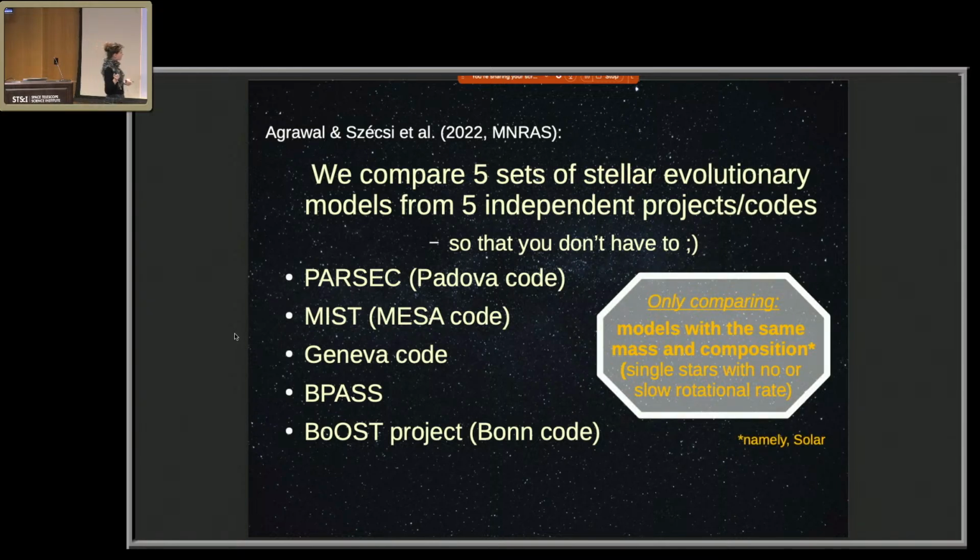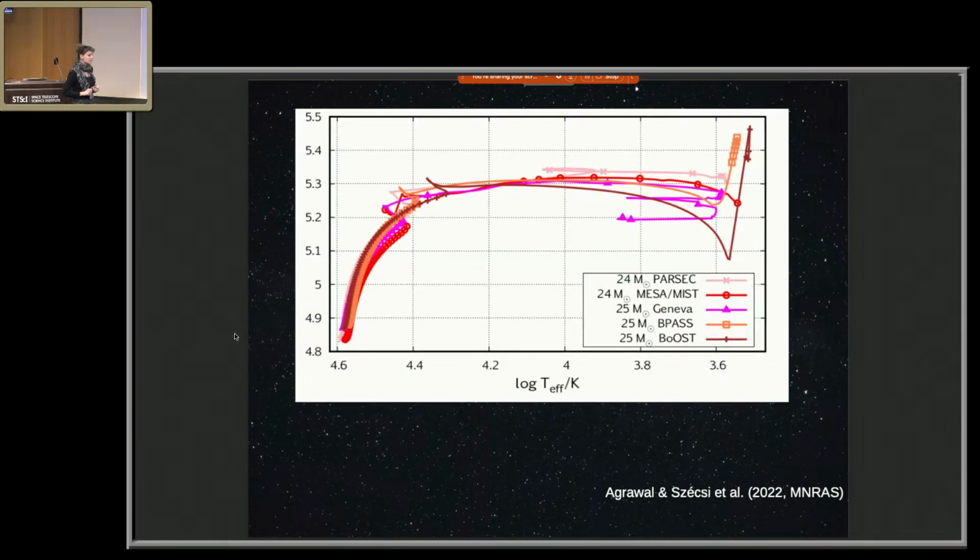Very important caveat, we are only comparing models with the same mass and composition. So basically what we are doing here is single stars without rotation, so either slow rotation or no rotation, a low rotational rate, and the composition is solar. We did that because we just wanted to have this first glance of how the models look. But we would really love to do that later on for other metallicities. It's a work in progress, and other rotational rates and everything, and even binaries. That's a big headache to do, so I don't know if we will ever get there. But for now, this is the parameter range that we are talking about. Just keep that in mind. Okay, so here's the result.